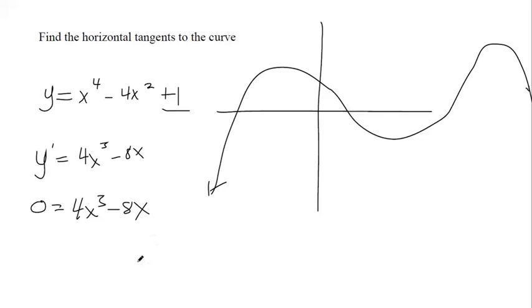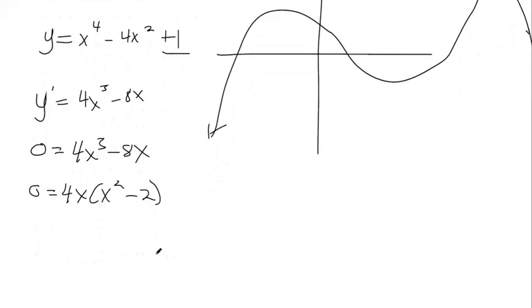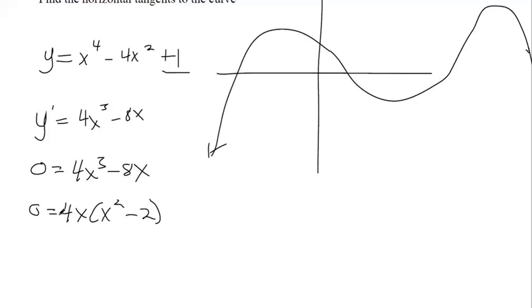And then solve. To solve this equation, I'd want to solve it by factoring. I can factor out a 4 and an x out of both of those terms. And then I want to set each factored piece equal to 0. So set this over here, 4x equals 0. If I solve that equation, I get x equals 0. That's one of our horizontal tangents.